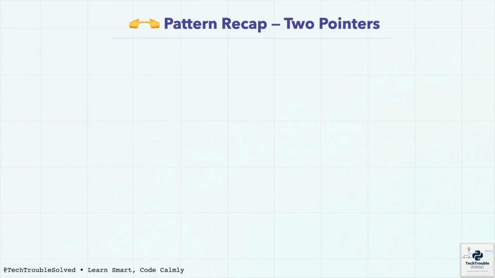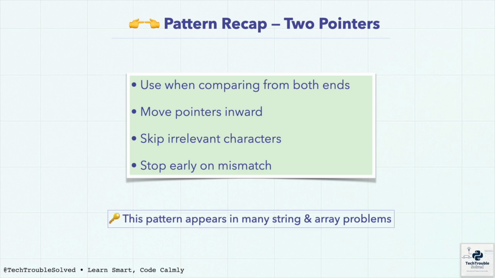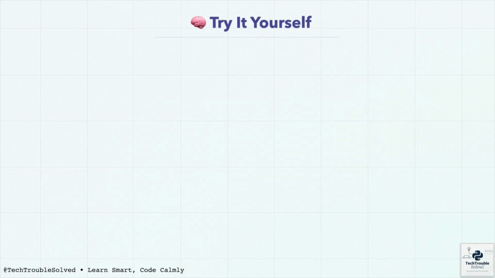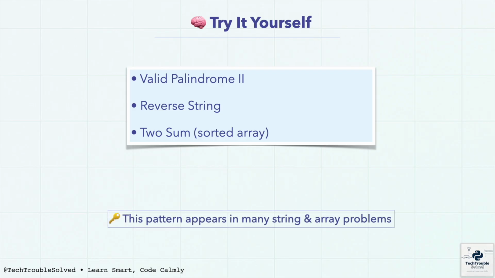Let's quickly recap the pattern we used. We placed 2 pointers, one at the start and one at the end. We skipped characters that did not matter, compared valid ones and moved both pointers inward. This is the two-pointer pattern, and it helps us solve problems efficiently without extra space. Now it's your turn. Try applying this two-pointer pattern to similar string and array problems. Focus on pointer movement and skipping conditions, not on writing extra code. The more you practice this pattern, the more natural it becomes.